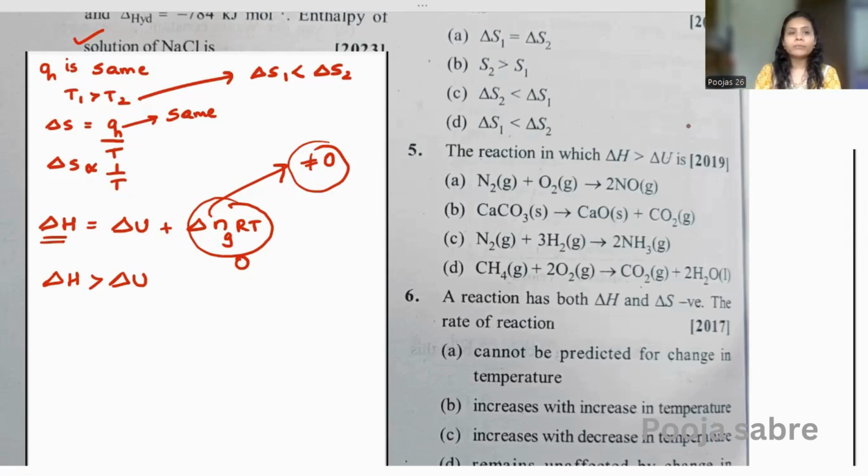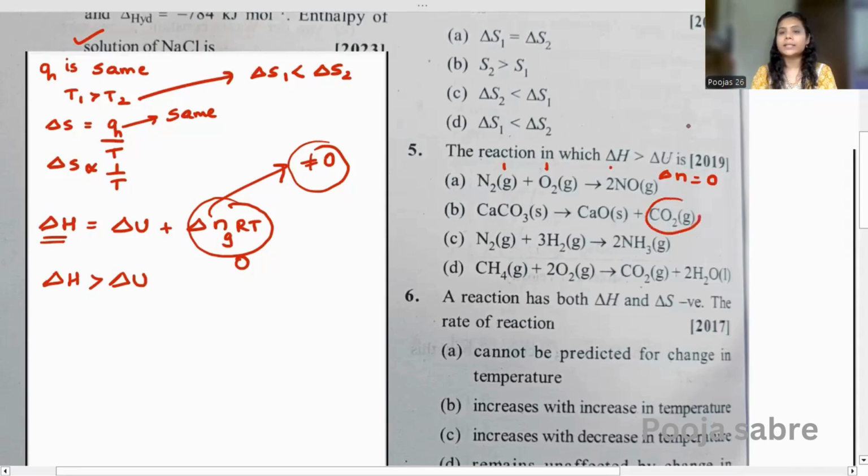So if I look into the first option, it says N2 gas. Over here we have 1 mole of this, so 2 minus 2 will be equal to 0. So delta n over here is 0, right? The second option, again this thing is gas, and the rest are all solid. We are not going to count solids. Whenever we are calculating delta n, only the gaseous number of moles we count. So this is not equal to 0, so this can be the correct option.